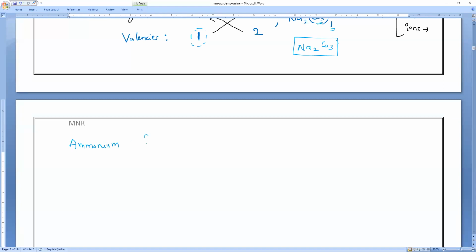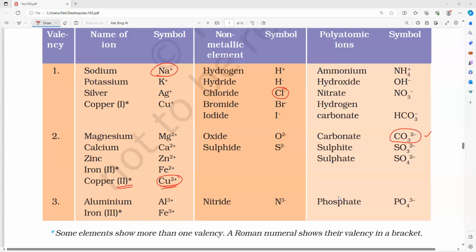Ammonium sulfate. As I said, both are polyatomic ions, but one and only positive polyatomic ion. What is the one and only positive polyatomic ion? Ammonium, NH4 plus. You can watch the tabular column. They asked ammonium sulfate. Where is the sulfate? SO4.